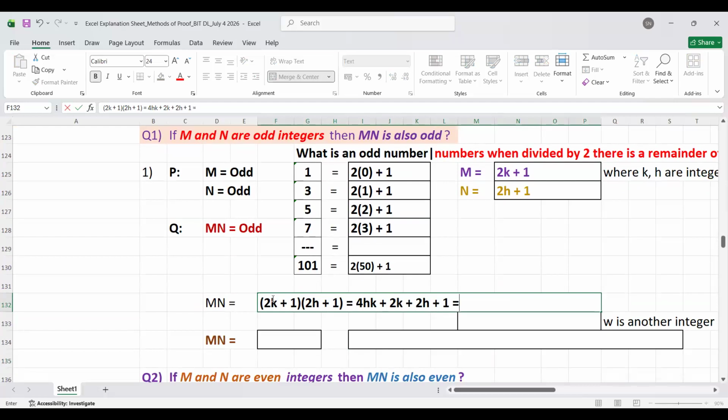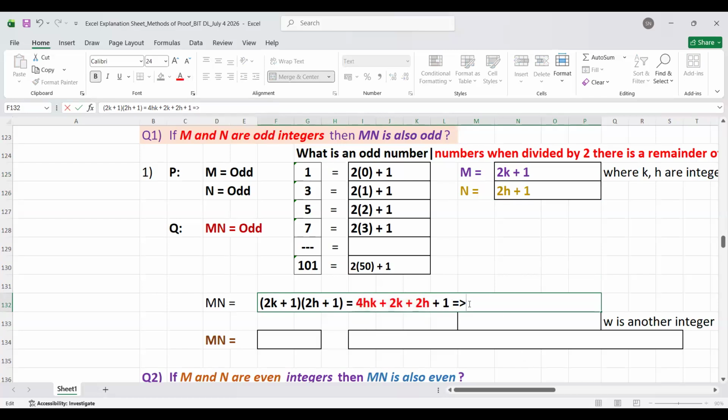Please remember what we want. We want to show that this answer is an odd number. And what is the formula of an odd number? 2 times an integer plus 1. So this expression that I have here, is it possible that I can get 2 factored out times something plus 1? Yes. So you see that this part of the expression, they all have a factor of 2 there.